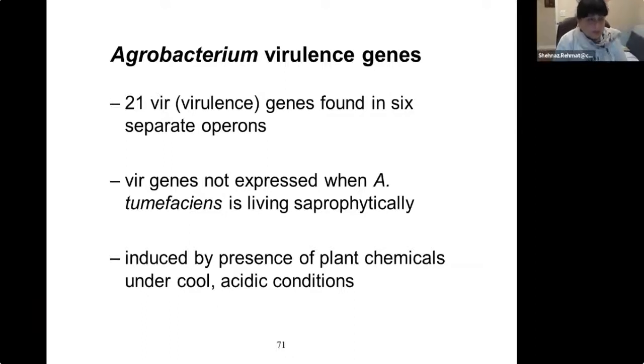Now remember, the Agrobacterium does not always have to be the cause of infection. It can live saprophytically in the soil and not have to do anything with the plants. So definitely these vir genes are not expressed. They may be present, but they are not expressed when the Agrobacterium is living saprophytically. But when it is in close association with plants, the plants are the ones that will be inviting it to infect, because they will be excreting or producing certain chemicals under cool acidic conditions that will bring the Agrobacterium closer to the plant and eventually cause the infection.